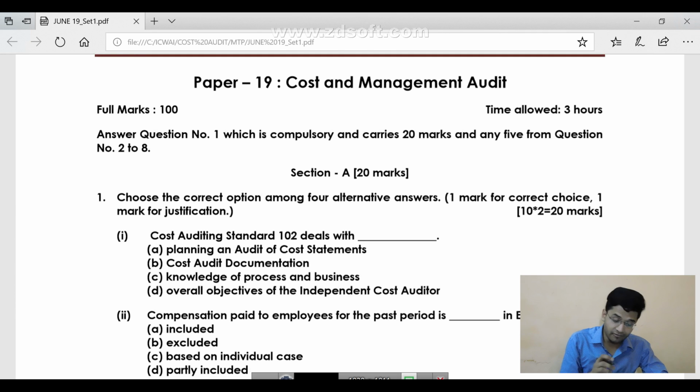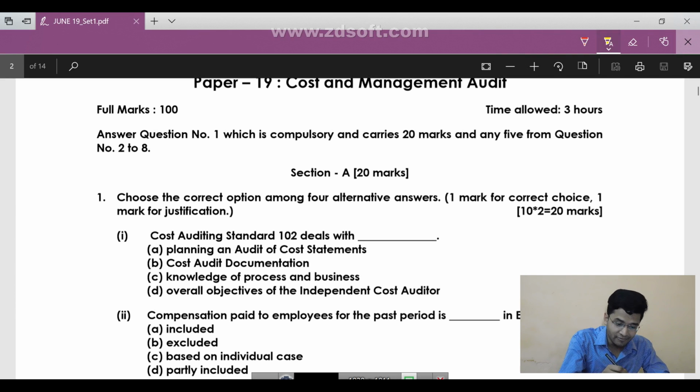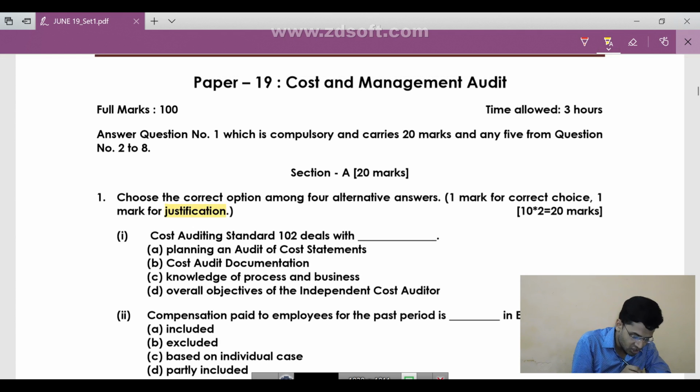And remember one thing very carefully, that 1 marks is for the right answer and 1 marks is for attempting the justification. So justification is to be written for sure. You cannot afford to miss justification. You have to write justification, something or the other, to justify your answer.